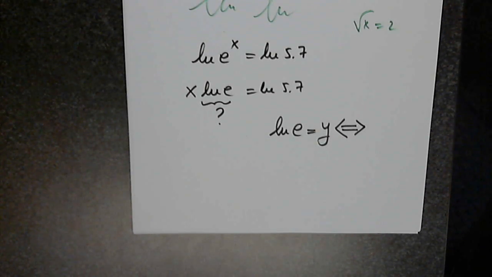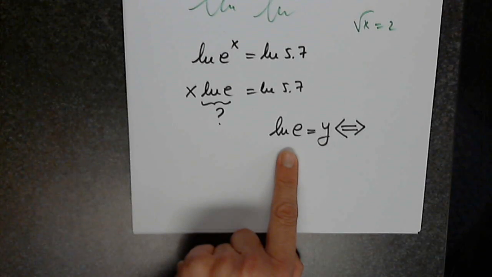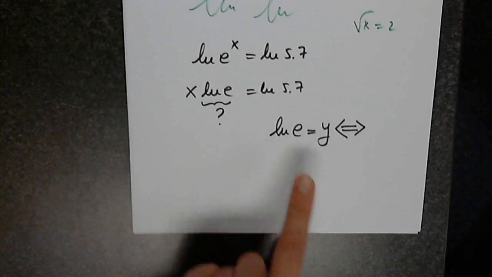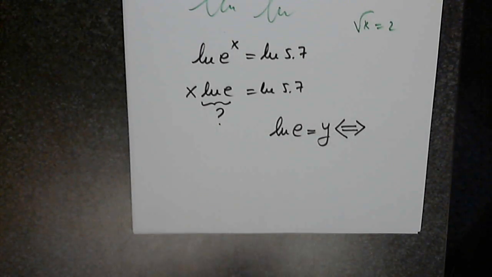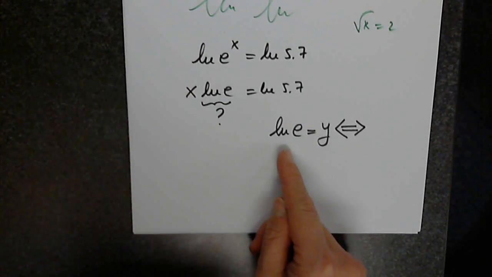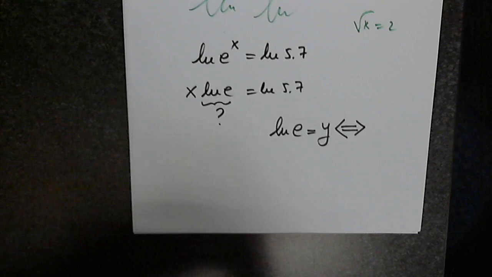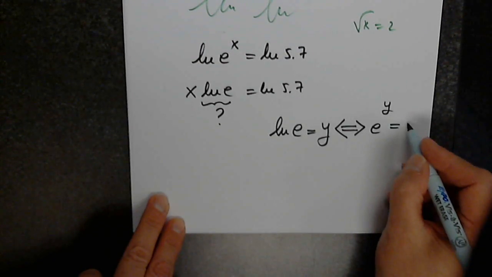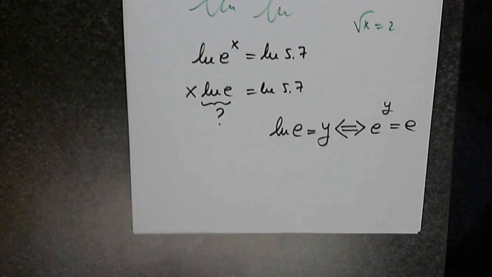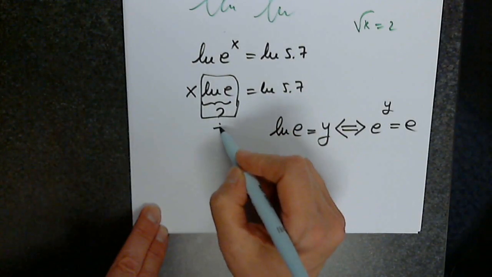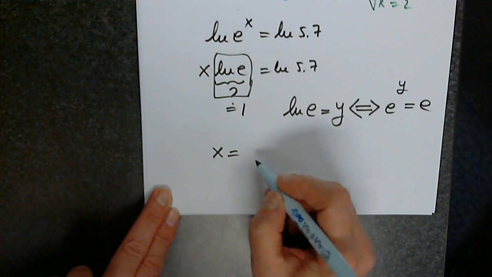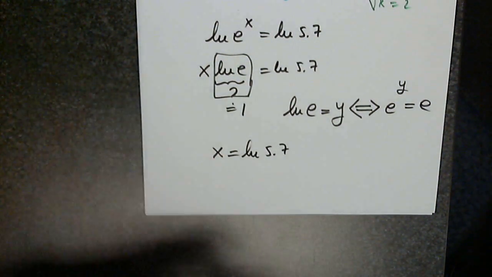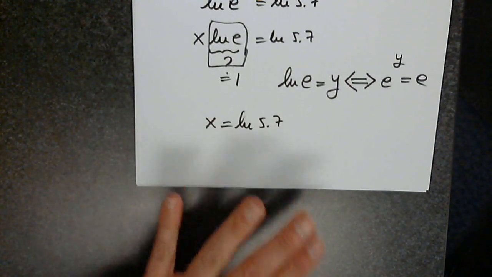So, please tell me, what is the base here? I don't see any base. Careful. Base 10 is in log. There is no base 1. There is no base 0. There is no negative base. e. e to y equals e. Now how much is y? 1. So then this is 1. So how much is x? Natural log 5.7, which you can approximate if you want.